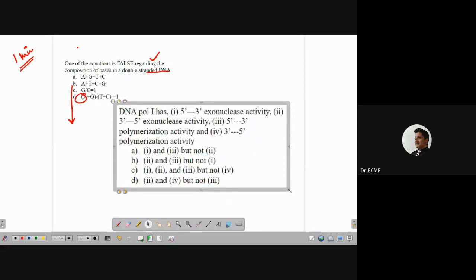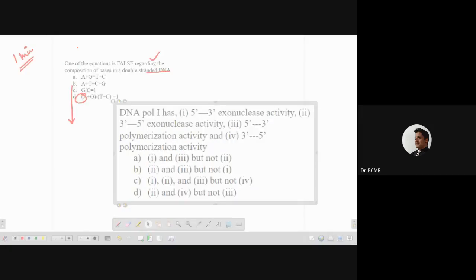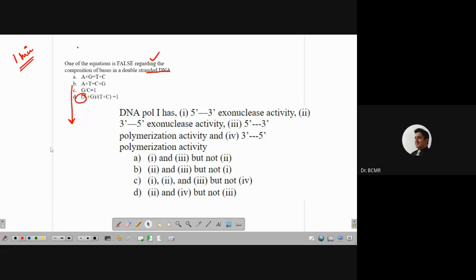DNA pol 1 has 5 prime to 3 prime exonuclease activity. There are 3 things that are given, or 4 things. You have to pick the options. Anybody? What are the functions of DNA polymerase 1? Right? It's not the one that is predominantly the DNA replicating enzyme during replication.